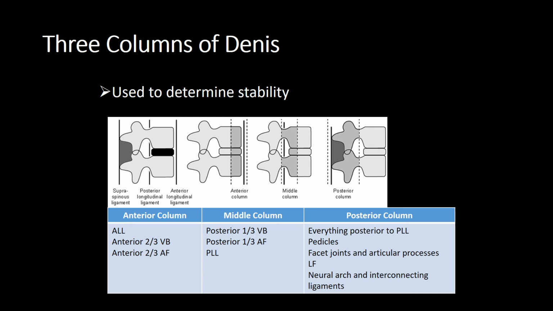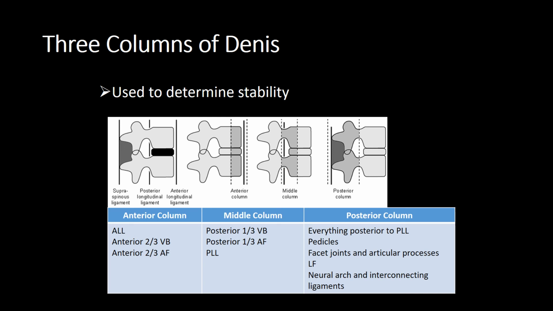So the anterior column involves the anterior longitudinal ligament, the anterior 2/3 of the vertebral body, and the anterior 2/3 of the annulus fibrosus. Remember, the outside layer of the intervertebral disc is the annulus fibrosus, and the inner squidgy bit is the nucleus pulposus. So our middle column consists of the posterior third of the vertebral body, the posterior third of the annulus fibrosus, and the posterior longitudinal ligament.